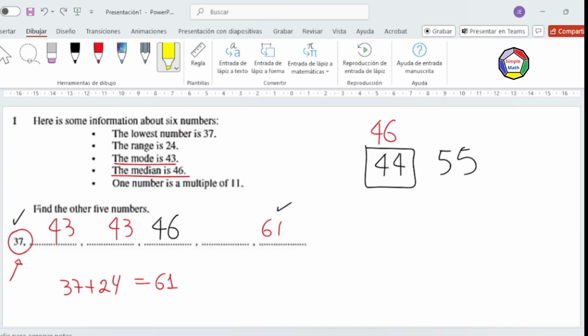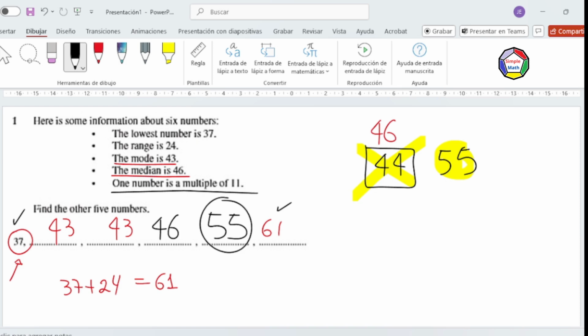46. Okay, here we have it, 46. So 46 cannot be. Why? Because I have already shown you. Let's try with 55. Let's try with 55 to see what happens. If I put here 55, I'm applying this instruction that says that one number is a multiple of 11. Yes, and this is a multiple of 11.